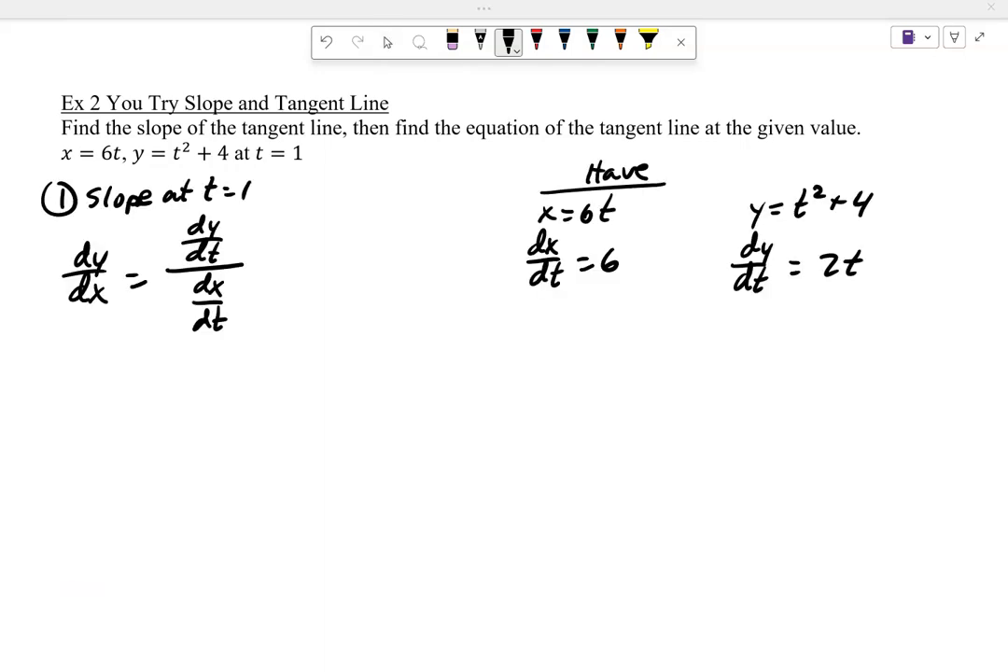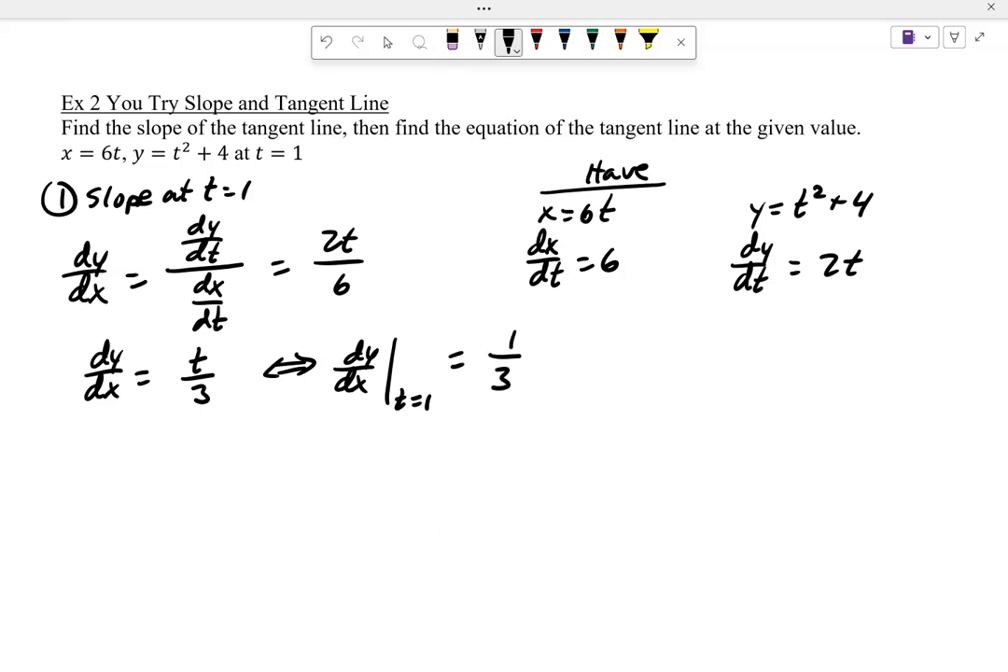All right, so we're going to find slope at t being 1, dy/dx is dy/dt over dx/dt. I went to the side, I found dy/dt, which is 2t. I found dx/dt, which is just 6. So dy/dx is t over 3. And I want the slope at t being 1. So I got t over 3, 1 over 3. So my slope is a third.